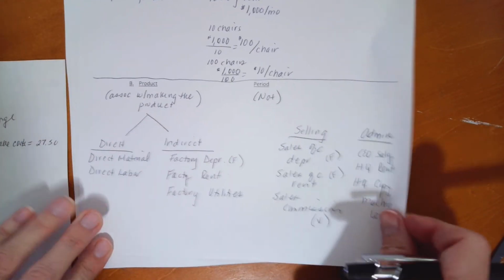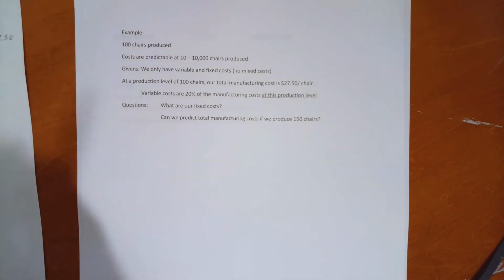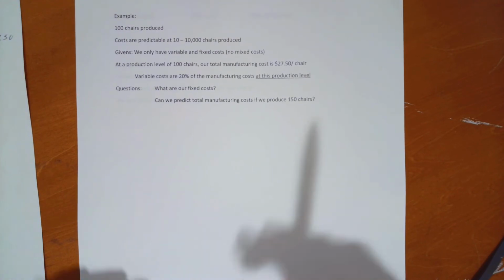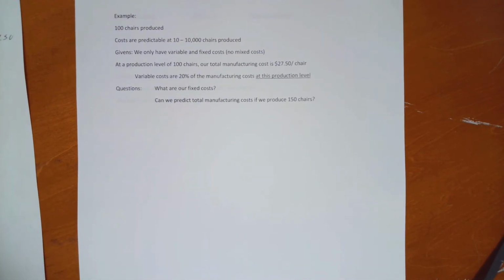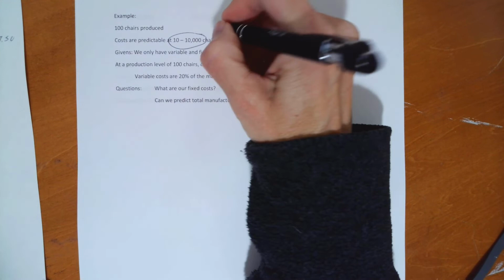So let's do an example here. Okay, so we're going to say that we made 100 chairs and that our costs are predictable at anywhere between us making 10 to 10,000 chairs. Okay, so this is called the relevant range.